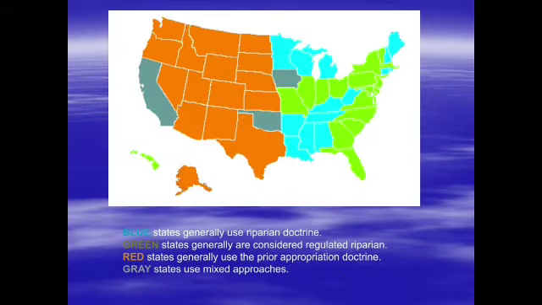See, blue states follow the riparian doctrine. Green states follow the regulated riparian doctrine. These reds are the states that generally follow the prior appropriation doctrine, and grey are the mixed approaches over here and here and here.